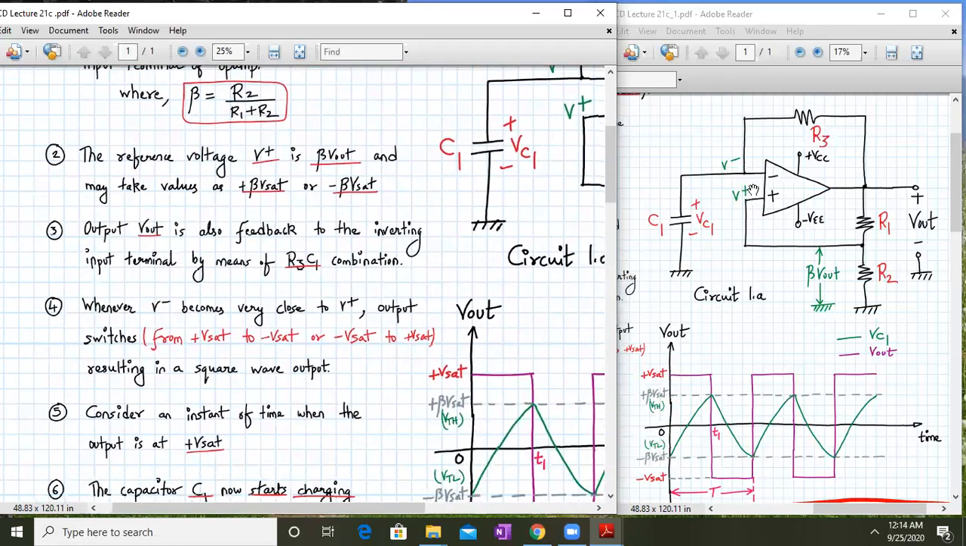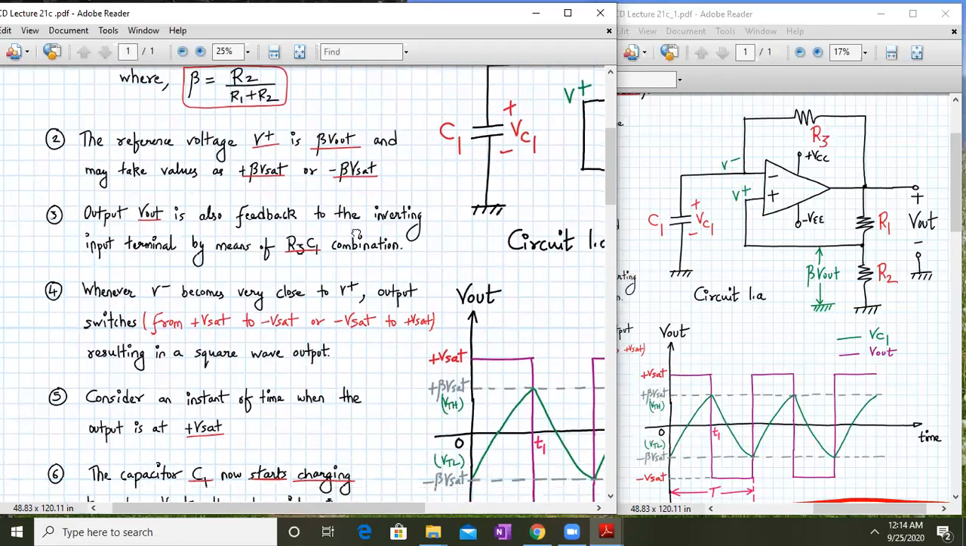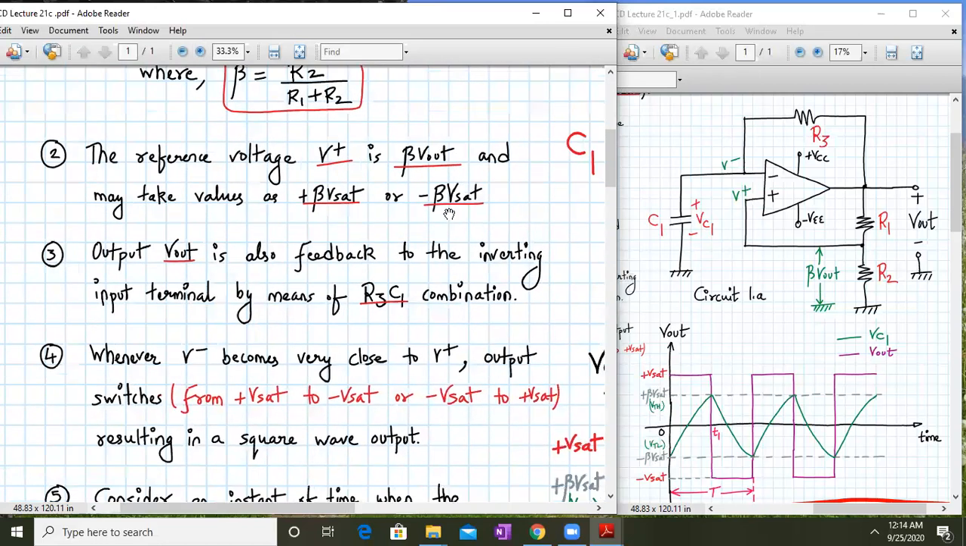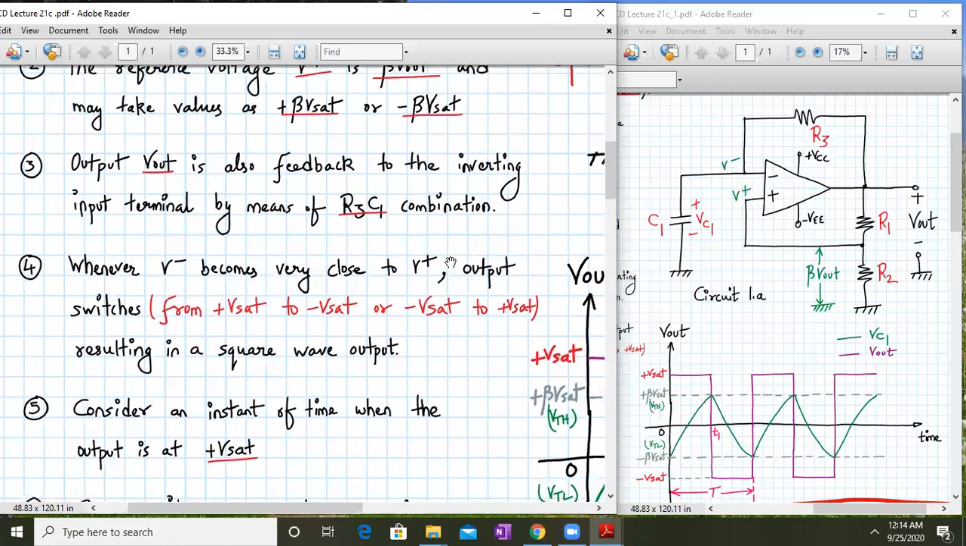Okay, so here the reference voltage V plus is actually beta V out. Since the output of an astable multivibrator can be plus VSAT or minus VSAT, the reference voltage V plus can take any value between plus beta VSAT or minus beta VSAT. So remember this point. The output is also fed back to the inverting input terminal by means of the R3 and C1 combination.